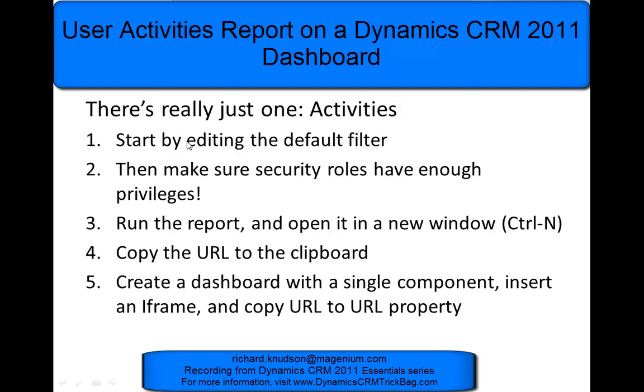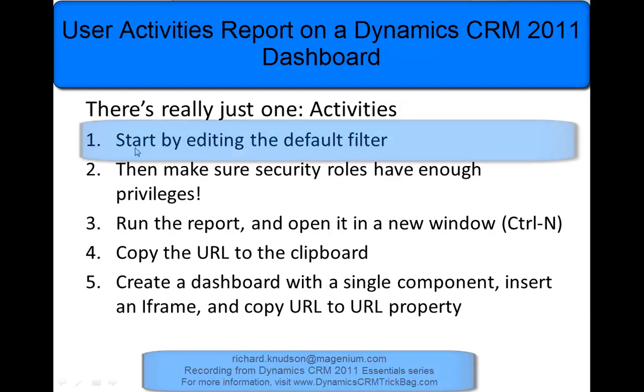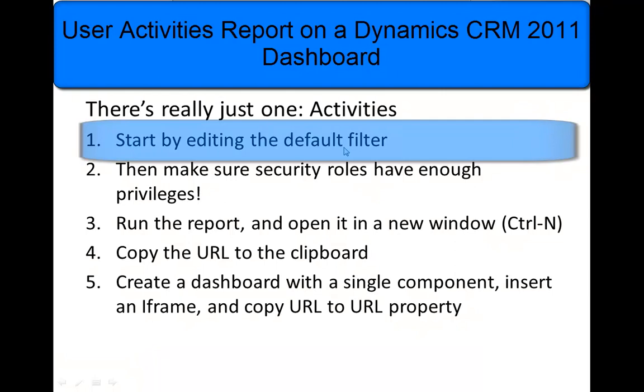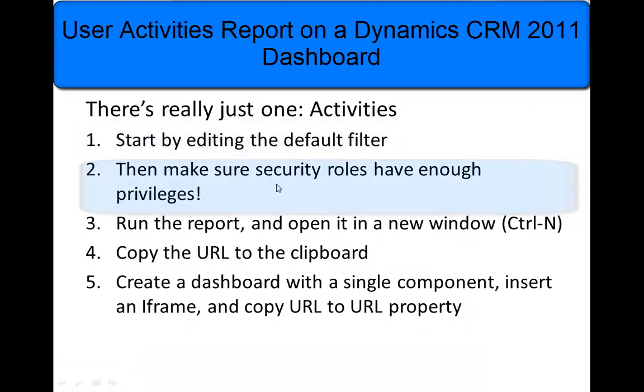So what I'm going to go through is kind of a step-by-step process. One, I'm going to edit the default filter for the activities report. Then two is kind of an asterisk. I want to make sure that the people it's intended for have enough privileges. You'd be surprised how limited privileges in the default security rules are to view reports. I'll show you what I mean by that.